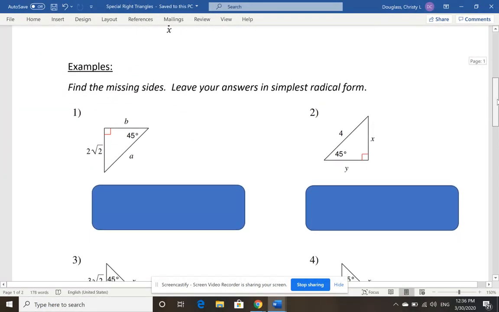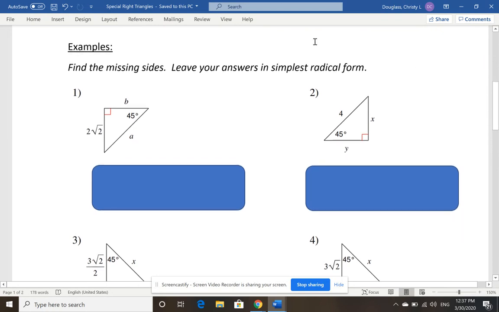All right, so we're going to find the missing sides, and here's an important note. It says leave your answers in simplest radical form. So we're going to talk about what that means. Let's take a look at this first example. We have a triangle. We know that this red symbol here means that we have a 90-degree angle. We're told that this angle is 45 degrees.